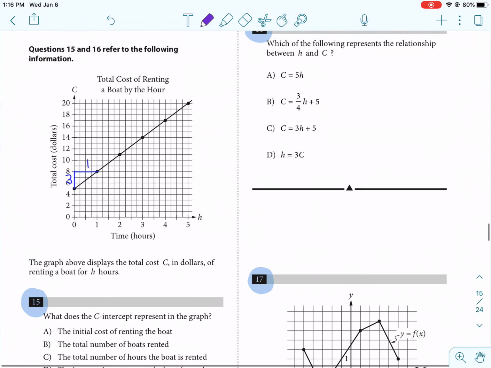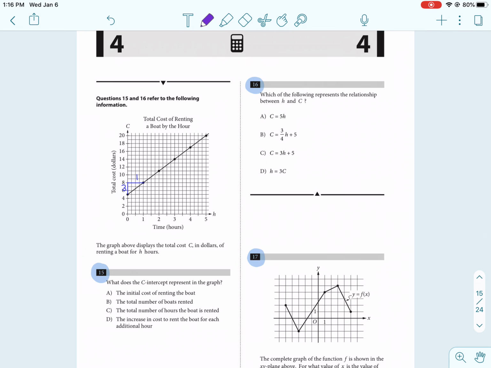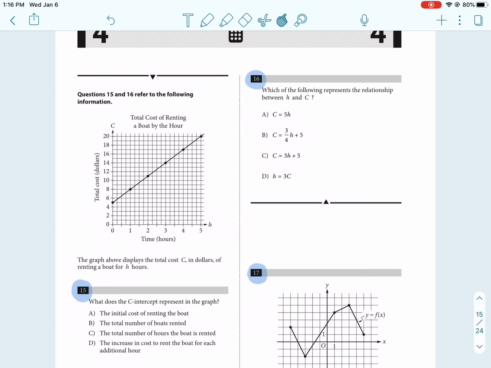Okay, let's move on to 15. Okay, so 15 and 16 are both dealing with this graph. We identified these because I'm going to be really honest, this is Algebra 1 material, and that's good news. If you missed it, I really think you can get these ones right.